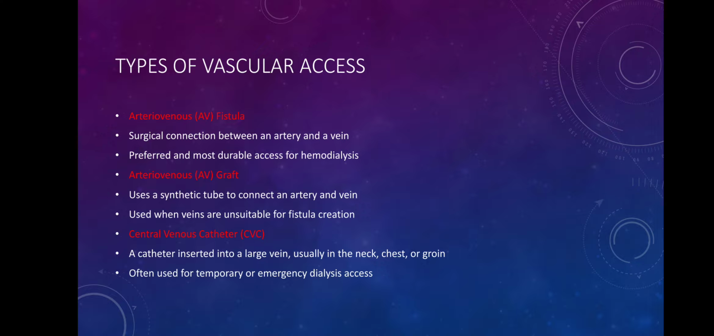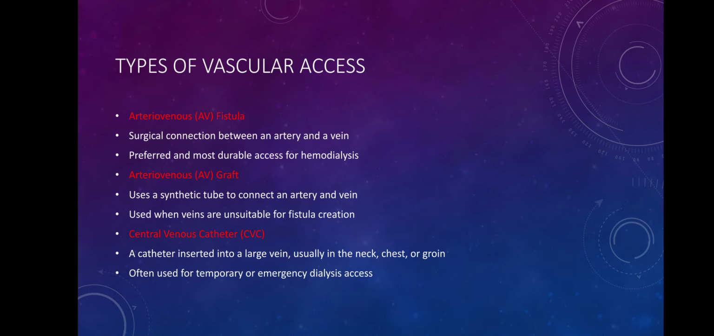The types of vascular access: first, the arteriovenous fistula. It's a surgical connection between an artery and vein. It is the preferred and most durable access for hemodialysis. Next, the arteriovenous graft. It uses a synthetic tube to connect an artery and vein. It is used when the veins are unsuitable for fistula creation.